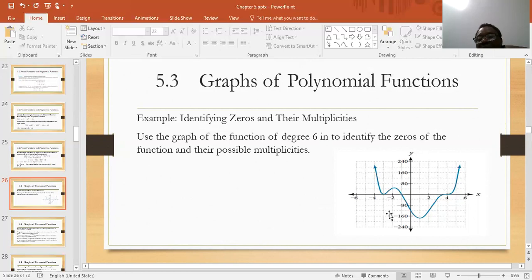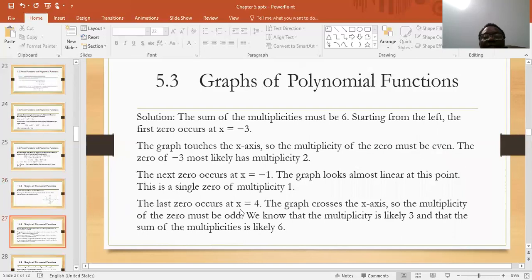The y-intercept is the only point where the function crosses the y-axis, which is about halfway between -80 and -160, which is about -120.